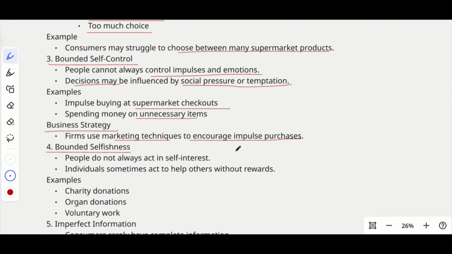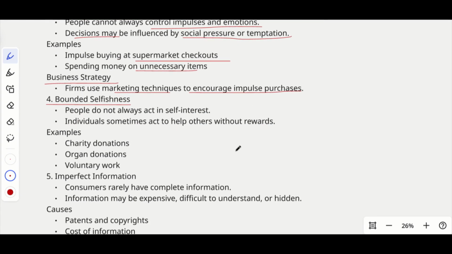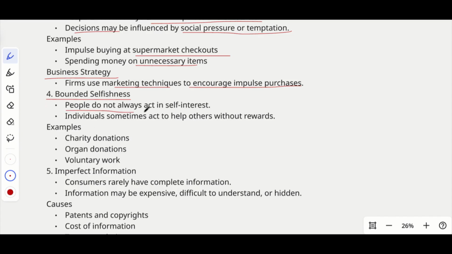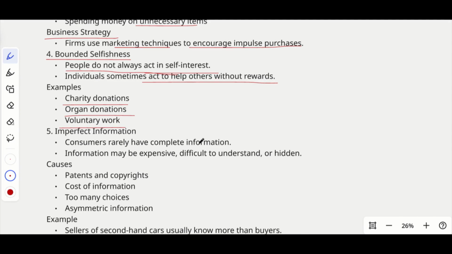Then the fourth point is bounded selfishness. So selfishness, everyone knows, right? What does it mean? People do not always act in self-interest. Individuals sometimes act to help others without remorse. That is bounded selfishness. For example, charity donations, organ donations, voluntary work, etc.